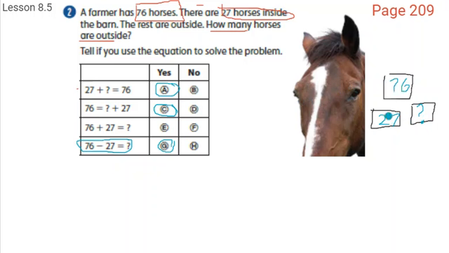76 plus 20? That's definitely a no, because it doesn't work that way. We don't add this way. We add this way and go up, or we add this way and go up. But we can subtract: 76 minus 27 is something, or 76 minus something is equal to 27. Okay, page 209 there.